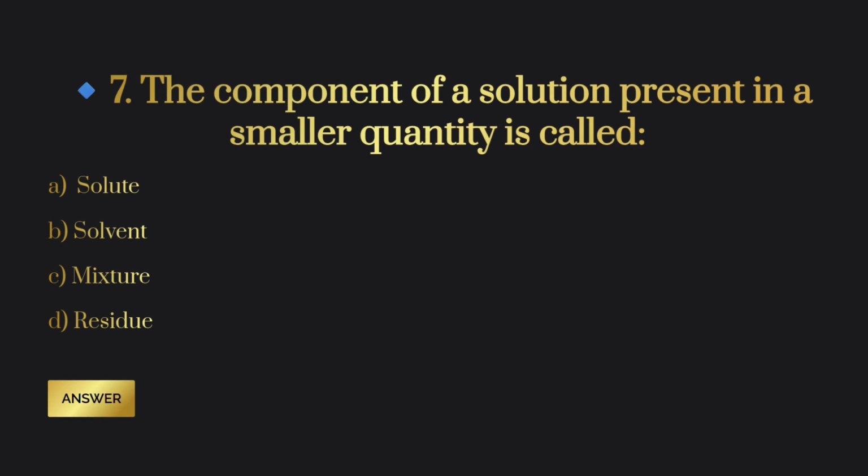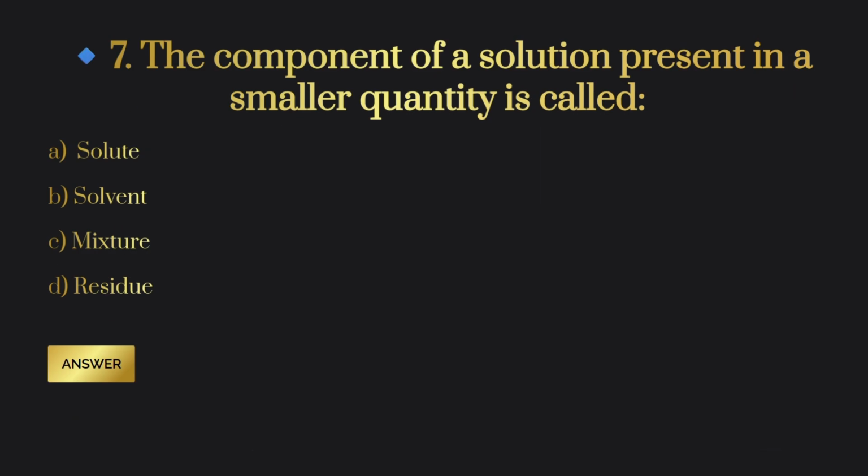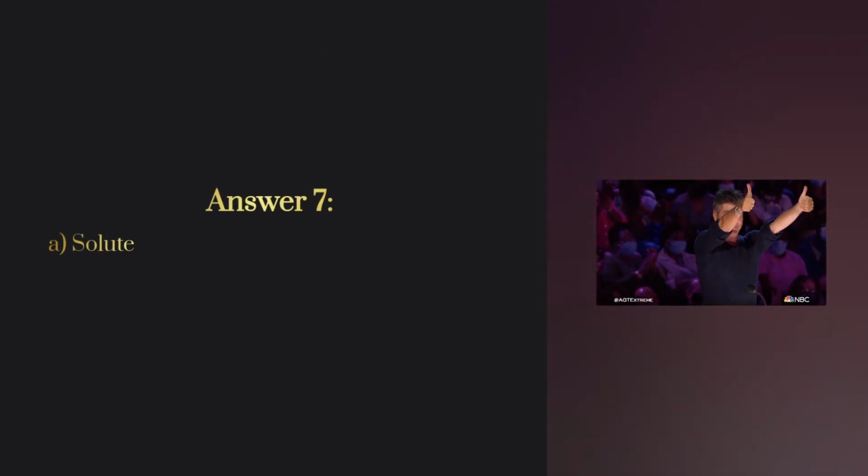Question number 7. The component of a solution present in a smaller quantity. We know that a solution is made up of two components. So the one which is present in the smaller quantity, which is that one? Is it solute? Is it solvent? Is it mixture? Or is it the residue? So the answer to the question is option A, that is solute.